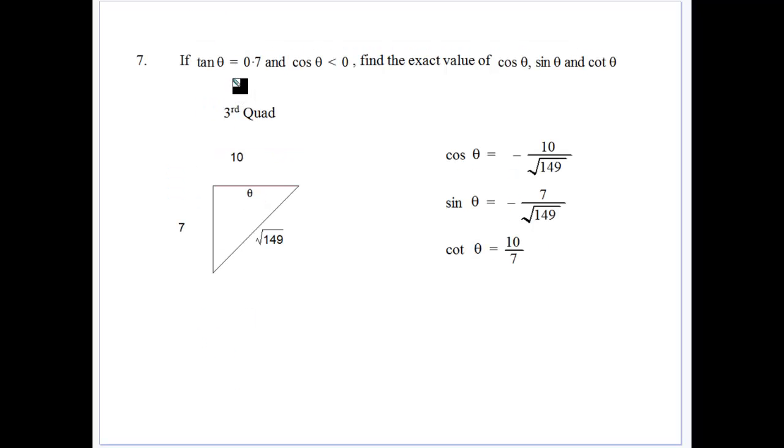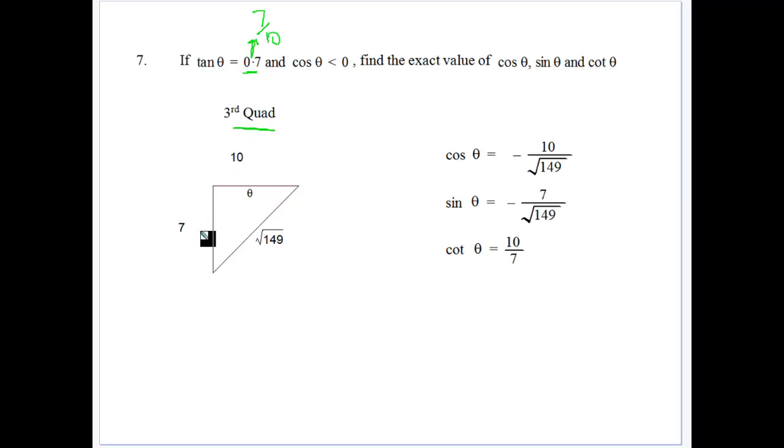And our last question, we've got 0.7. Now that's a little bit different. And you're going to go, well, how do I get my triangle from that? I can get my quadrants because tan's positive, cos is negative, so it's the third quadrant. But how do I get my triangle? Well, remember, that can be written as 7 over 10. And we're looking just for ratios, so we're not really caring about numbers.